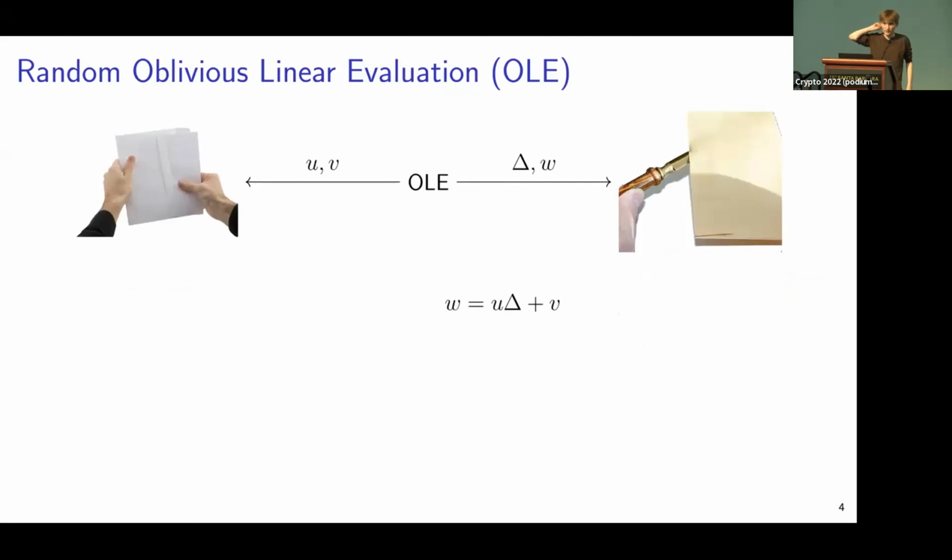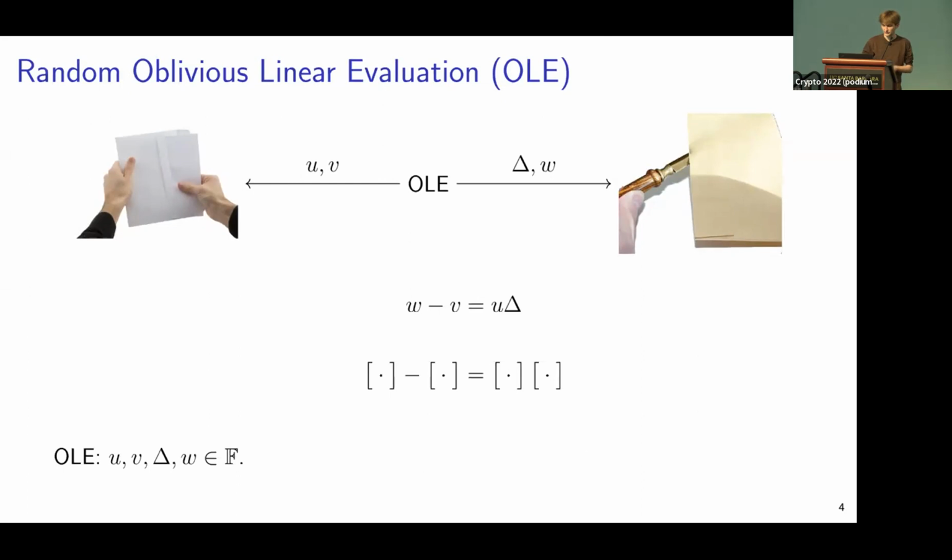Internally, all OT extension protocols generate a correlation called subfield vector OLE. It's built up starting with just OLE. In oblivious linear evaluation, or OLE, the sender learns some linear function f(x) = ux + v. So they learn the coefficients u and v, and the receiver learns the evaluation of f at a random point delta, as well as learning that point delta.